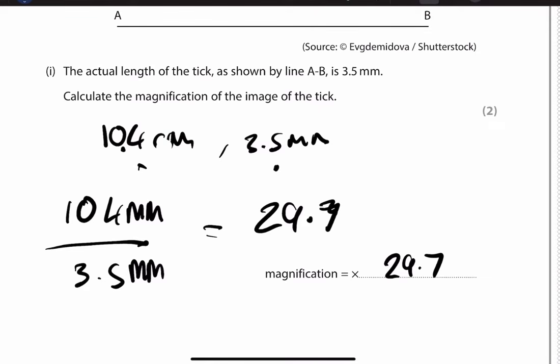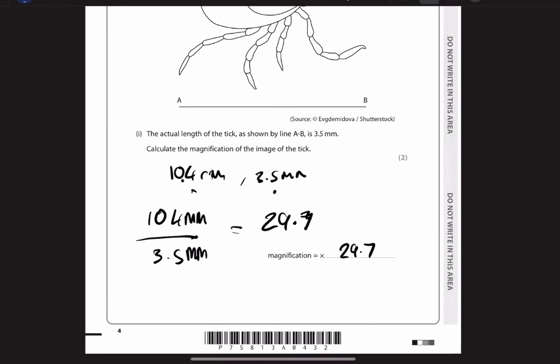You usually don't see magnification with decimal places. So this question, I believe, allows you to write any answer from 29 to 30. But I recommend just putting a reasonable amount of decimal places, so that you can keep your answer accurate. You know what I mean?